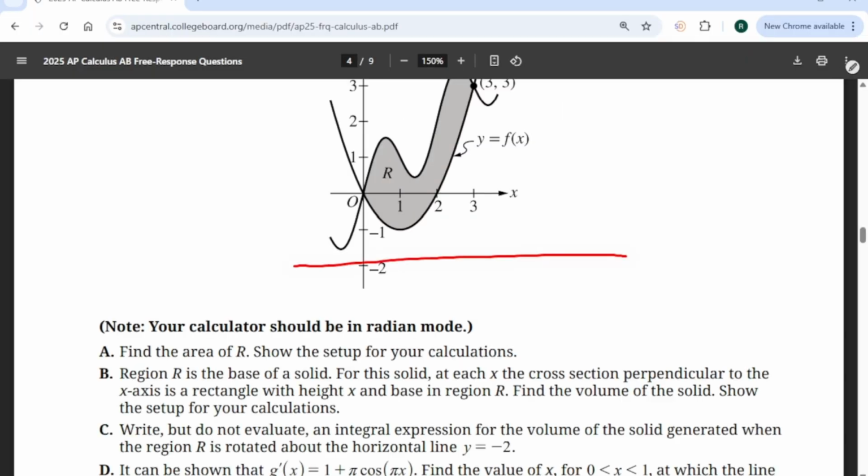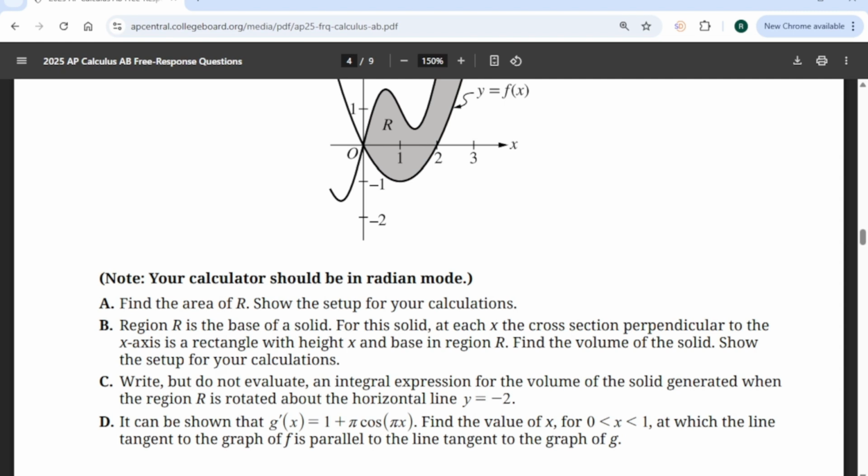Then it says here's g prime. I mean, you could evaluate that out by hand, but it gives it to you for the sake of time. It says find the value of x at which the line tangent to the graph of f is parallel to the line tangent to the graph at g.